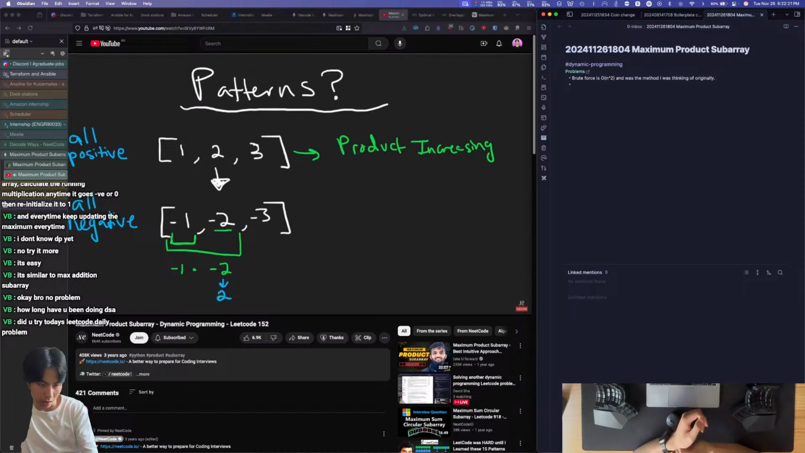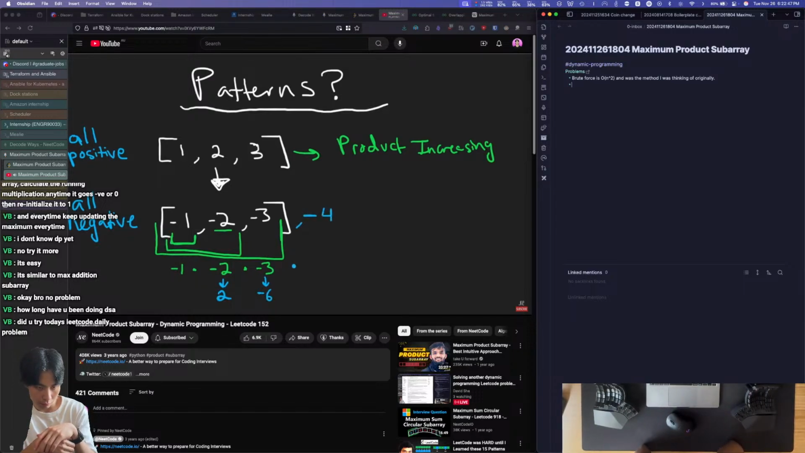Positive 2. Now the last subarray we check is all the way from -1 to -3. So we introduce one more value, a -3. And now if we multiply all 3 of these numbers together, we see that our product actually got smaller. Now it's -6. And what's going to happen if we had another -4 over here? What if we had a -4?